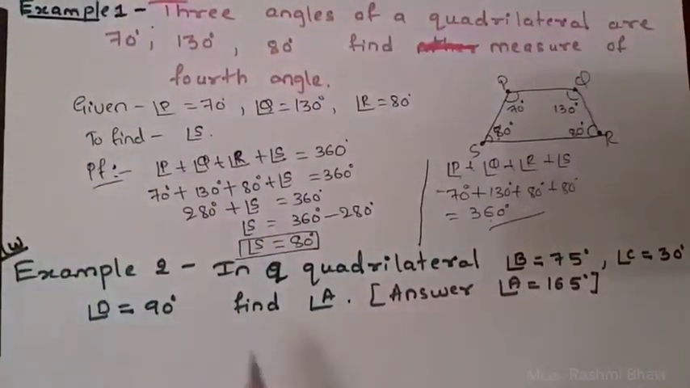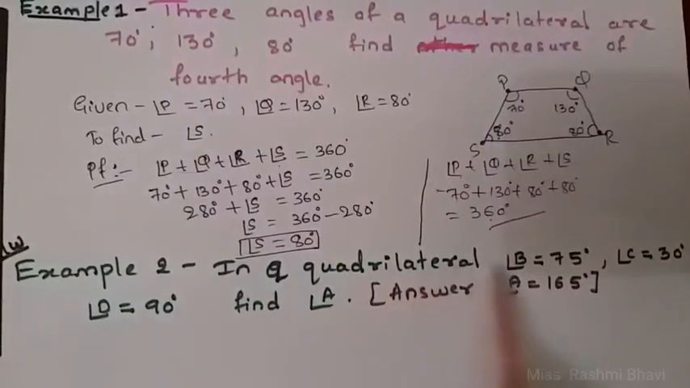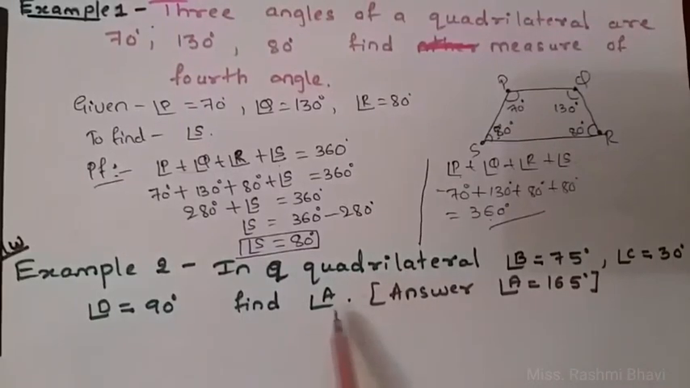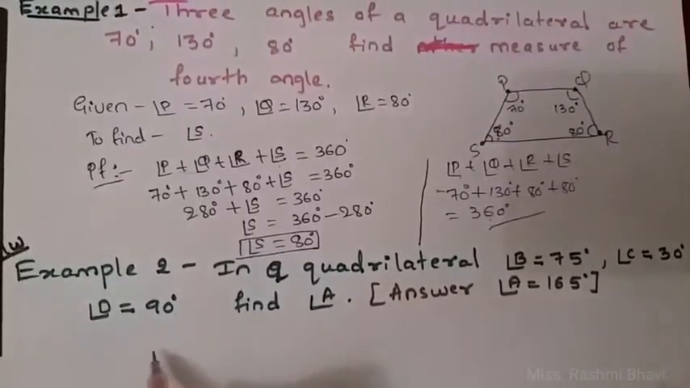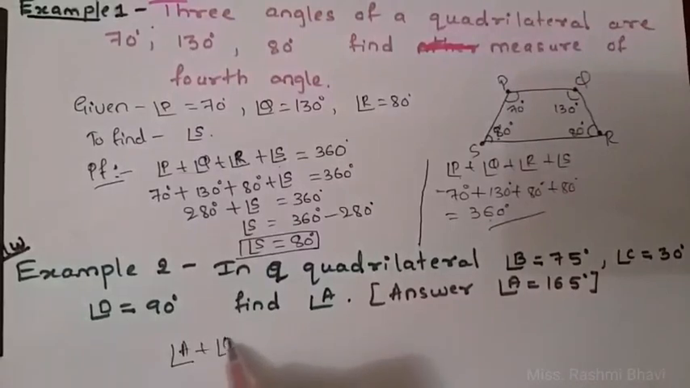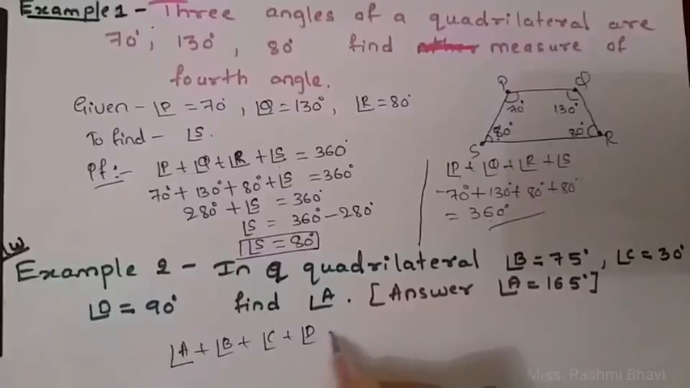And example 2, in a quadrilateral, angle B is 75 degree, angle C is 30 degree, angle D is 90 degree. Here we have to find the angle A. The same concept we have to apply the formula. Sum of the four angles of a quadrilateral is how much? 360 degree. Here the quadrilateral names given in the form A, B, C, D. So right here angle A plus angle B plus angle C plus angle D, the sum of the four angles of a quadrilateral is 360 degree.